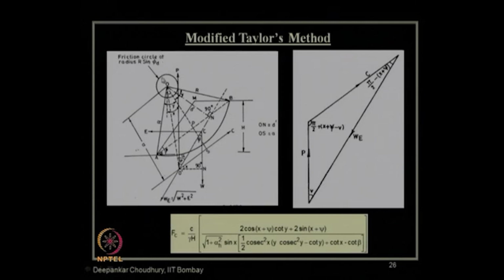Isn't it? So, in this case, if you want to modify it, your W will change to now WE. WE is the resultant of W, which takes care of your horizontal seismic inertia force of E also. Can you see that? So, your force polygon will change now into this shape, and by considering that, your factor of safety in terms of cohesion you can obtain like this. Okay?